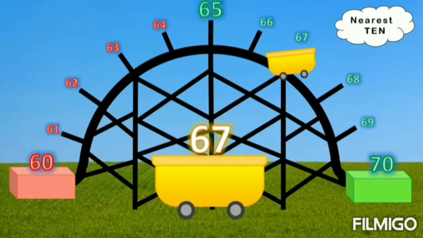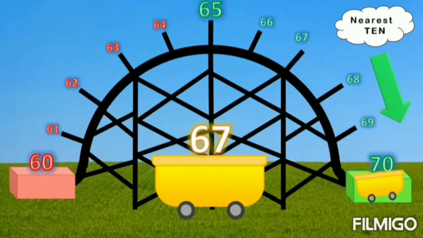Which number is nearer, 60 or 70? Yes, which number is nearer? 60 is very far, correct. See how much is there. But for 70, see, it is very nearer, correct, no? So which number is nearer to 67? 60 or 70? It is 70, right? So my 67 rounds off to the nearer number 70. Understood?